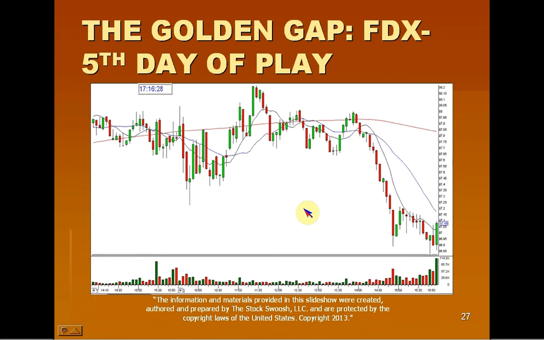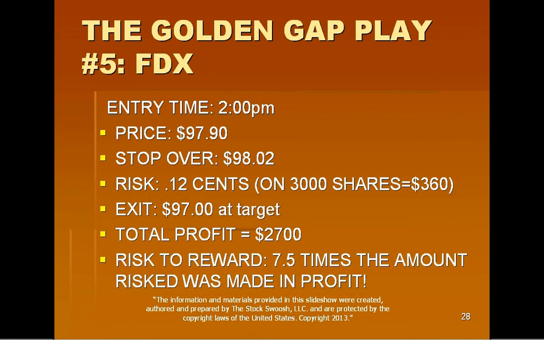And the fifth day of play in this, you could have done this again on the 2nd, which was Tuesday. The entry was late on this one, 2 o'clock. You could have gotten in earlier, I'll show you. But the real nice move at entry was 97.90. Stop over 98.02. The risk was 12 cents. Again, look how the setups are getting tighter and tighter and tighter. On 3,000 shares, the risk was $360. The target was 97. It went past that a little bit, but that's really where you would have gotten out.